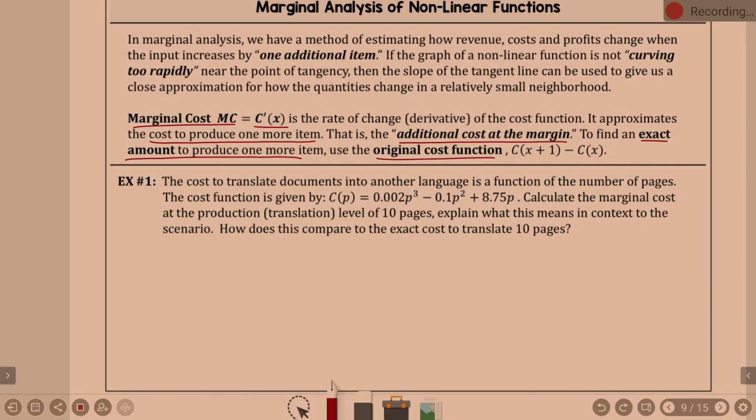Let's look at example 1. The cost to translate documents into another language is a function of the number of pages. The cost is given by C of P. They give us an equation there. So that's the cost to produce P number of pages. Calculate the marginal cost at the production level of 10 pages. Explain what this means in context to the scenario and how this compares to the exact cost to translate 10 pages.